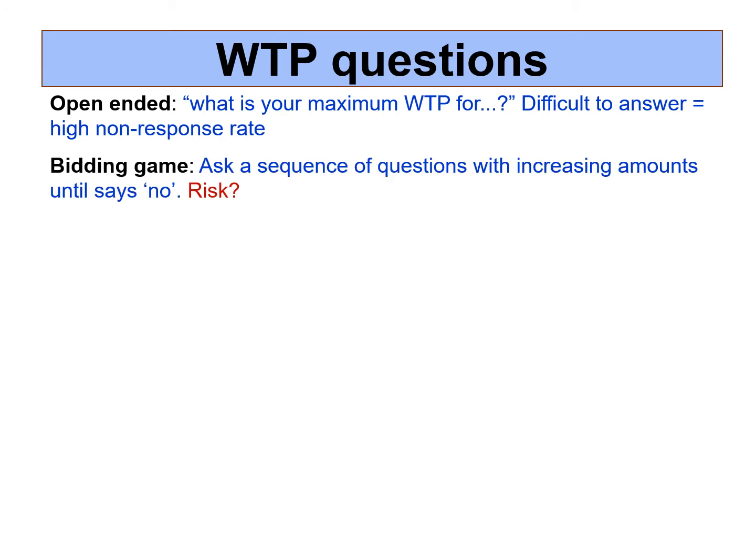The second type of willingness to pay question is called the bidding game. You can ask a sequence of questions with increasing amounts until they say no. For instance, you ask, are you willing to pay RM1 for the improvements of Gombak River? When they say yes, you ask, are you willing to pay RM2, until they say no. If you ask, are you willing to pay RM10, and they say no, then 10 is not the answer. Perhaps before 10, they said yes to 8. So what is the risk for this kind of question? We will discuss this during the class time.